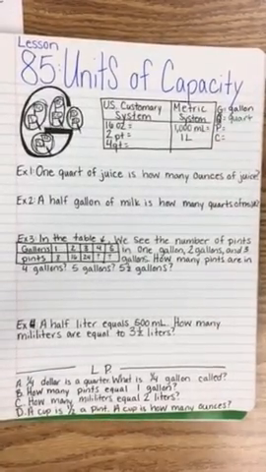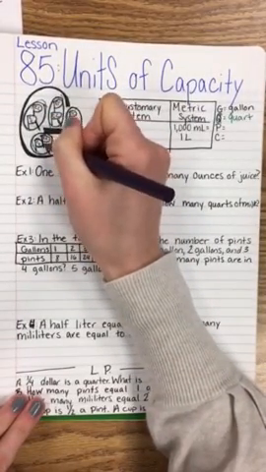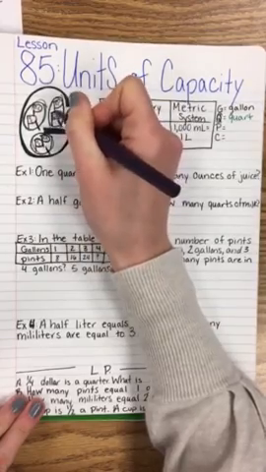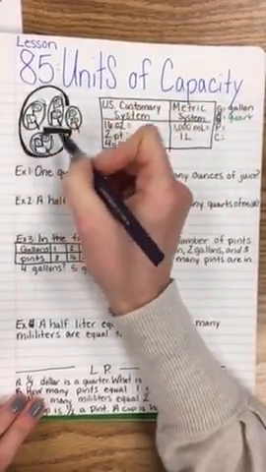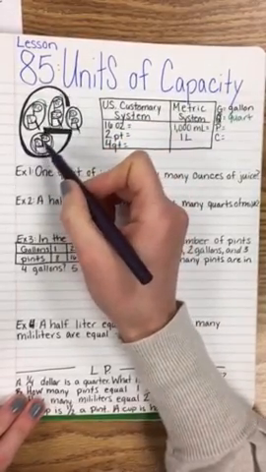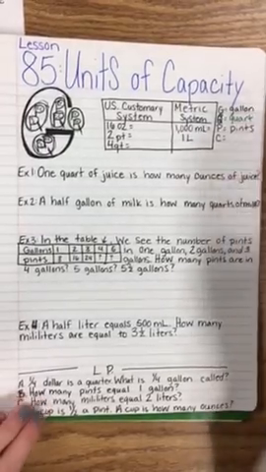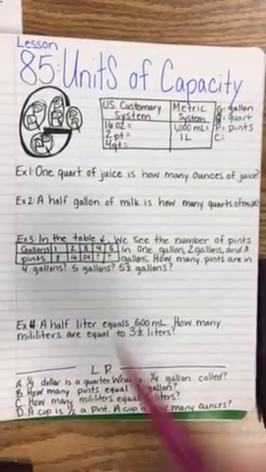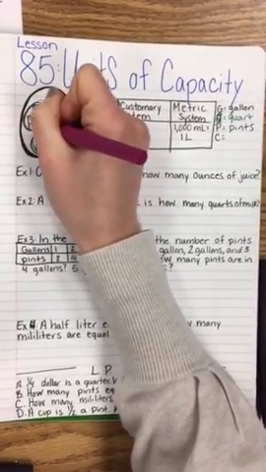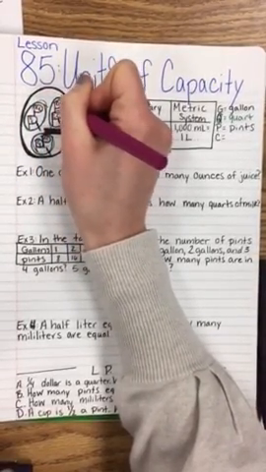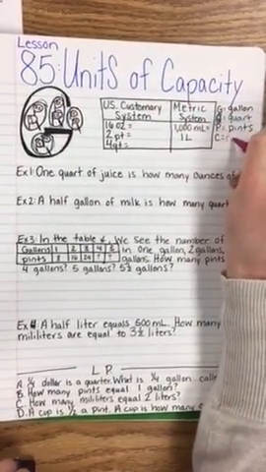And the P's equal pints, okay? So all of these P's are pints. So there's 4 quarts in 1 gallon. There are 2 pints per quart. And then these little C's, there's 2 cups per pint. So these C's stand for cups.